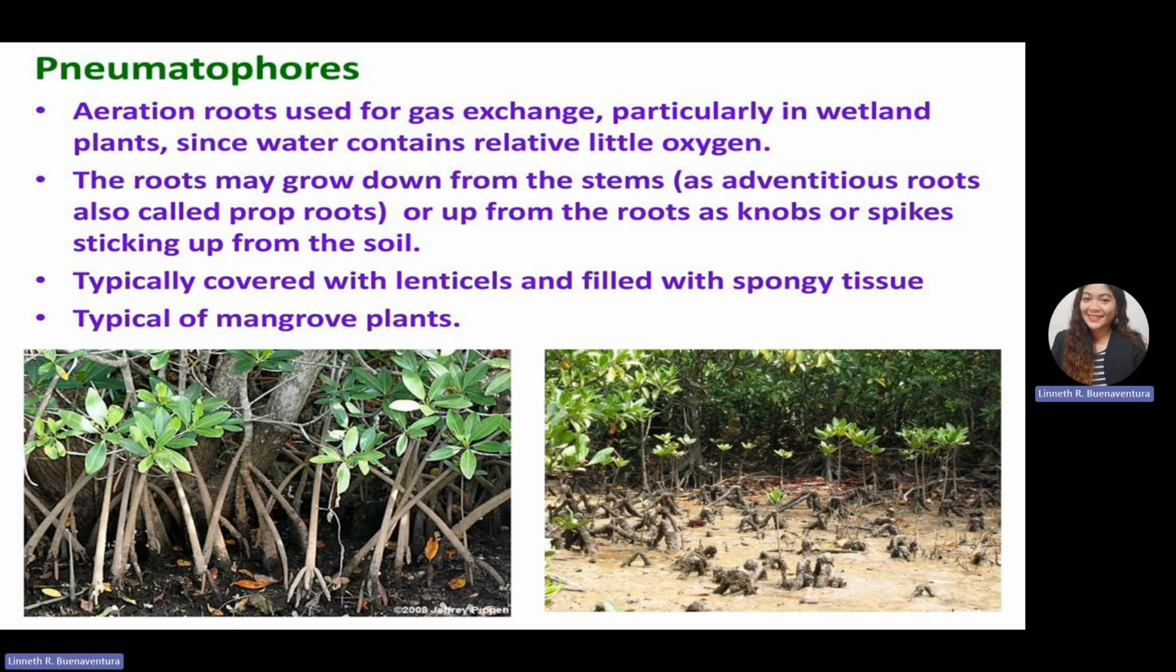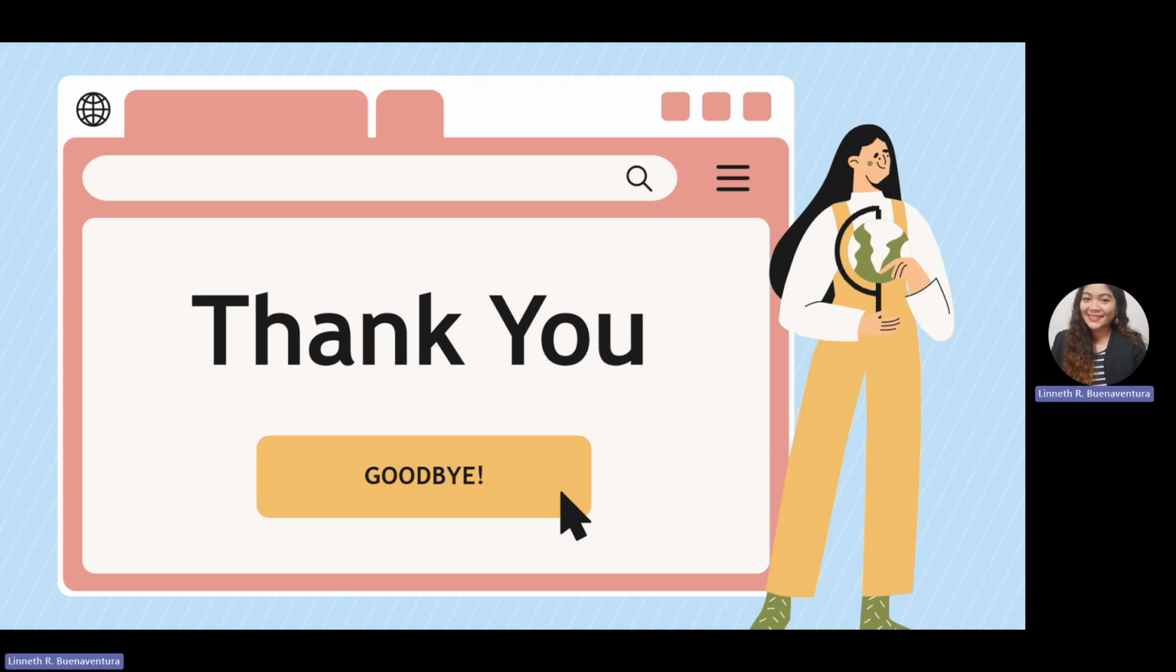They need specialized parts to acquire more oxygen or gases for them to process photosynthesis. So they need extra help from their roots. Okay, so that's it.